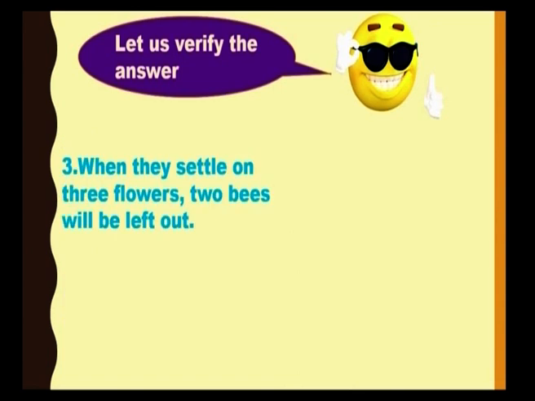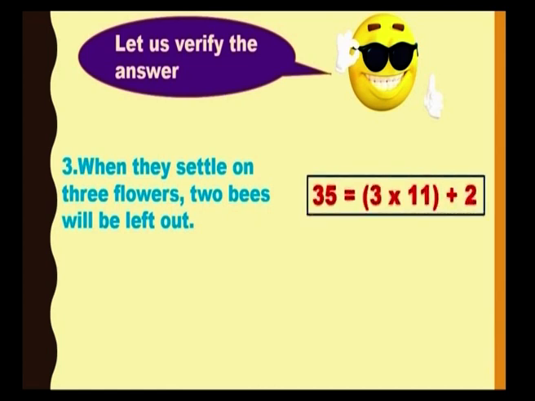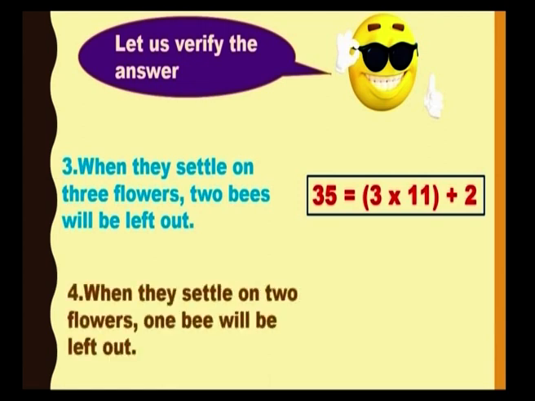The third one is, when they settle on 3 flowers, 2 bees will be left out, which is translated to 35 is equal to 3 into 11 plus 2. That means 11 bees are sitting on each of 3 flowers, then 2 bees are left out.